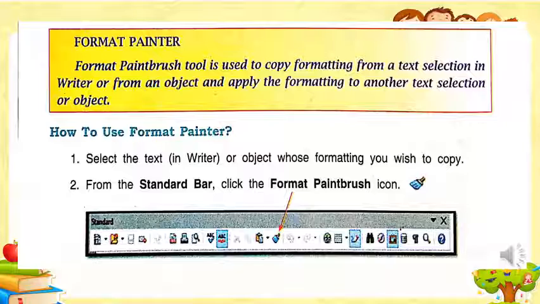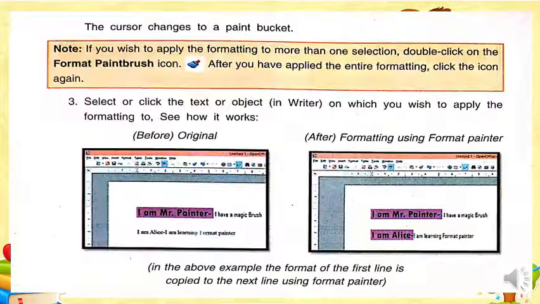Let's see what Format Painter is. The Format Paintbrush tool is used to copy formatting from a text selection in Writer or from an object and apply the formatting to another text selection or object. And how to use it? Select the text or object whose formatting you wish to copy, and then from the standard bar click the format paintbrush icon. The cursor changes to a paint bucket.